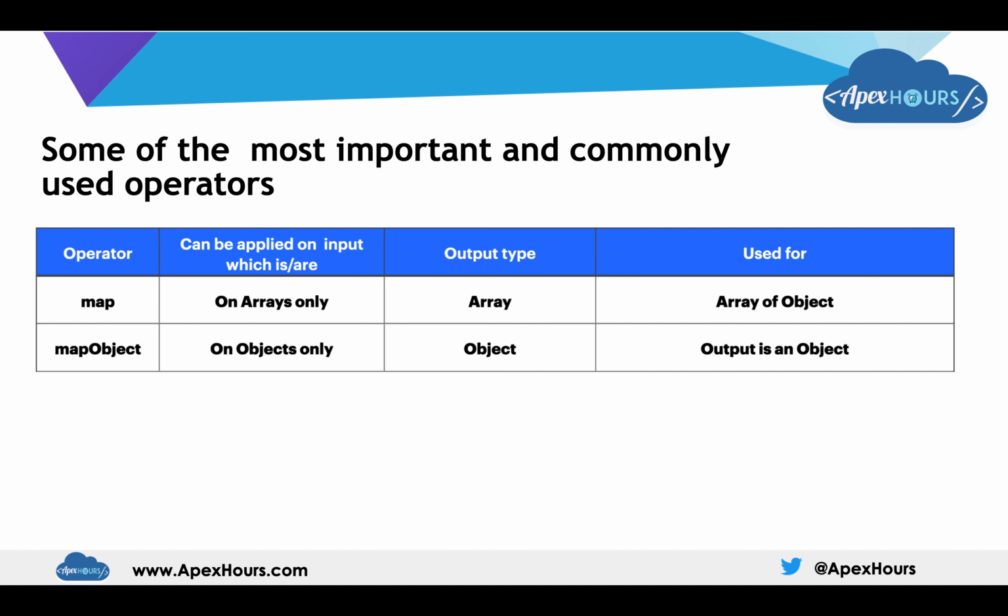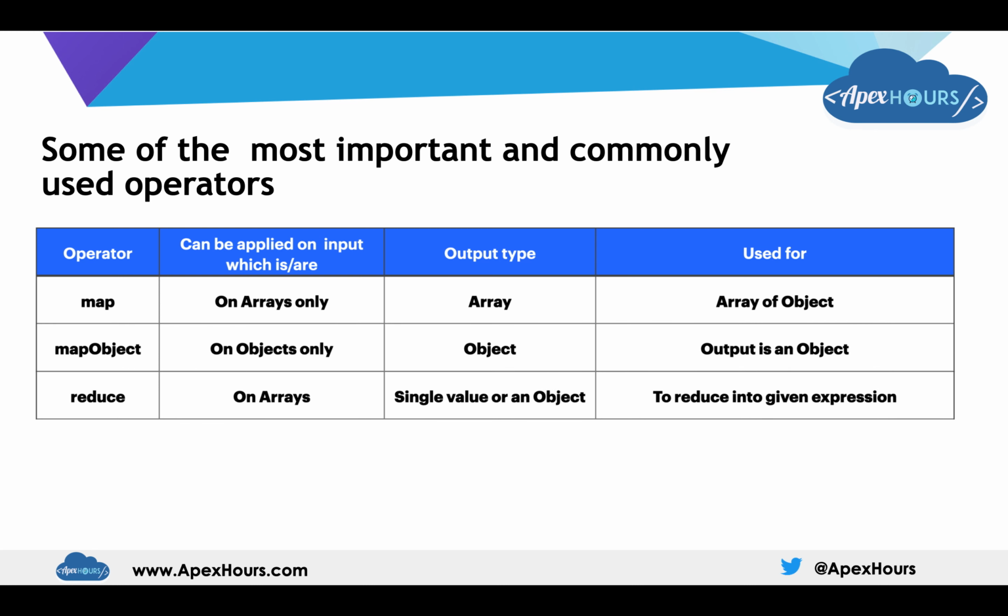Now we will discuss another two or three syntaxes which are quite important. The reduce operator, I will show you in the hands-on, but please remember, reduce can only be applied on arrays, just like map, and the output type is either a single value or an object. It is never an array. That is the difference between map and reduce. Both are applied on arrays, but the output type for map is an array, while for reduce it is a single value or an object. The name itself says reduce, right? It is used to reduce into a given expression. Whatever expression we write, it will reduce into that.